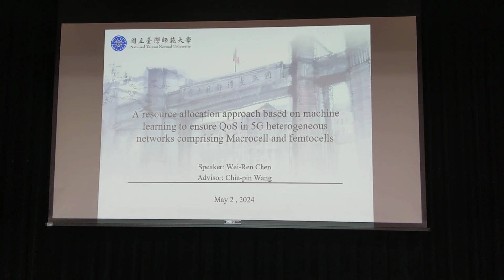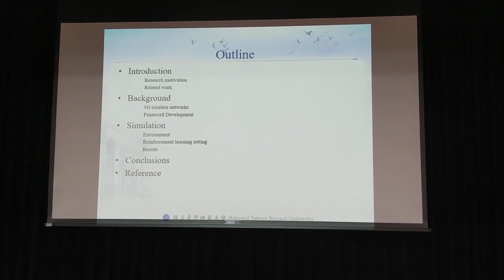Hello everyone. Today I'm going to talk about the topic of a resource allocation approach based on machine learning to ensure QoS in a 5G heterogeneous network comprising macrocells and femtocells. My name is William Chen, and my advisor is Jiabin Wang. And this is my outline. I will first make some introduction and the background, and next I will talk about my simulation and the conclusion. Finally is the reference.